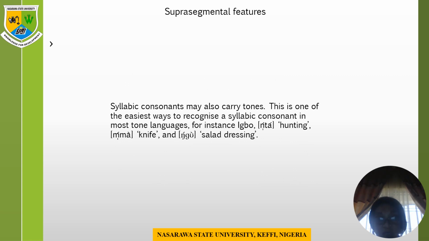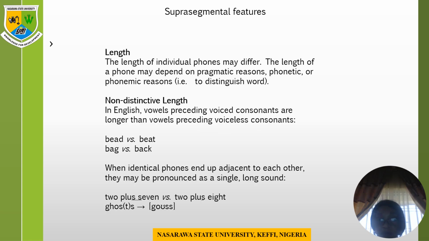Syllabic consonants may also carry tones. This is one of the easiest ways to recognize a syllabic consonant in most tone languages. For instance, Igbo, nta meaning hunting, mma meaning knife, ngu meaning salad dressing.